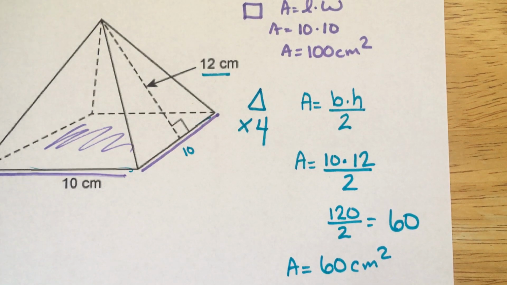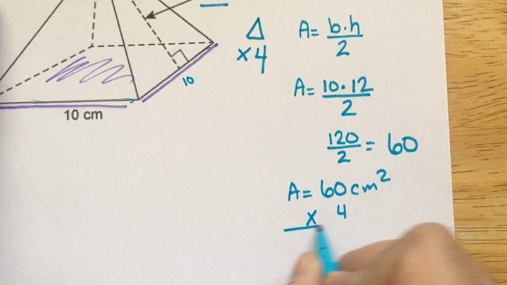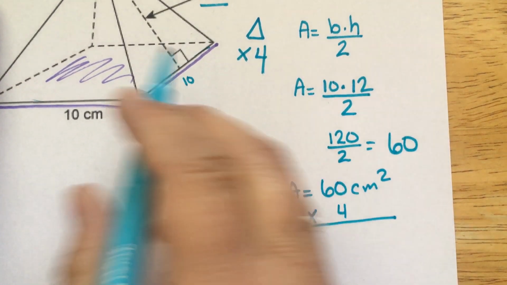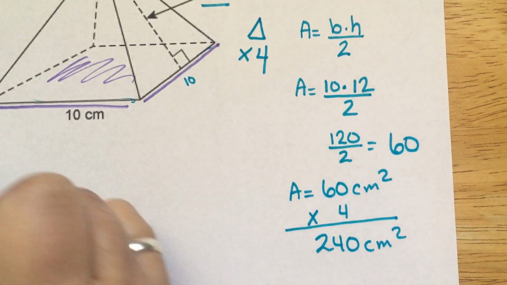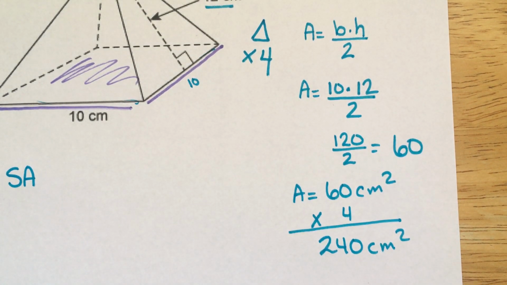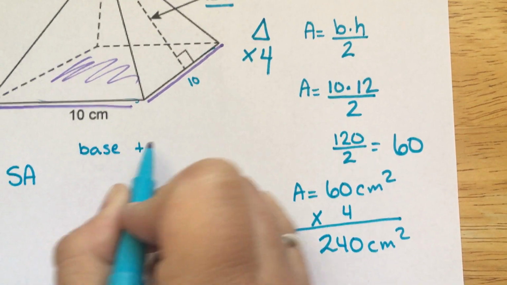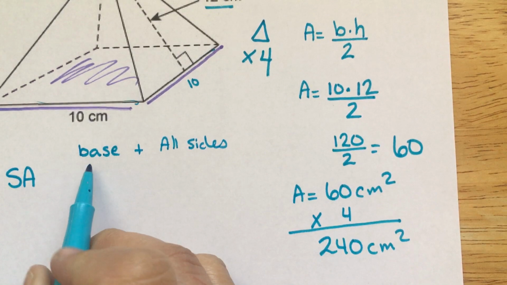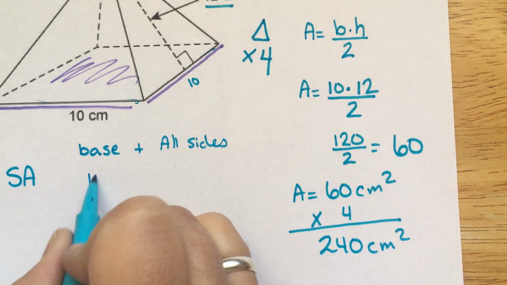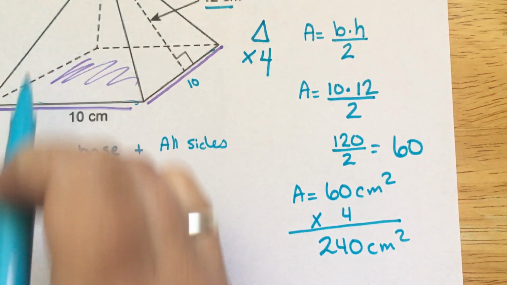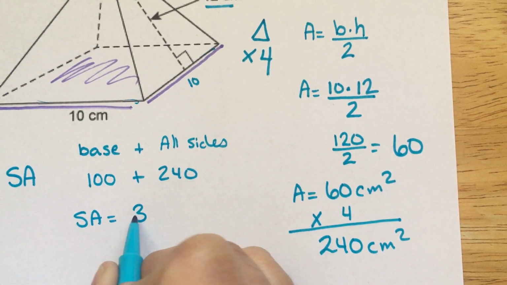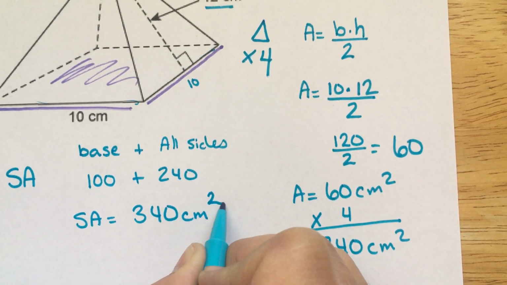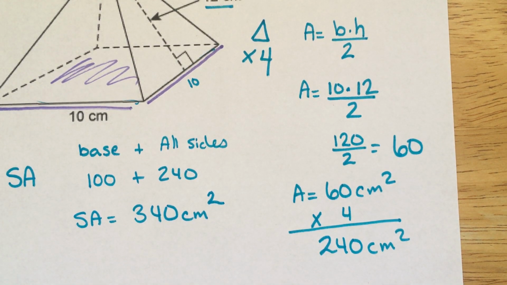But how many triangles do I have? I have 4 of them. So I need to multiply this times 4 in order to get the correct answer for all the sides. So that is 240 centimeters squared for all of the sides. Now I have to put it together, the surface area of the complete pyramid. I'm going to add the base plus all sides. Okay, and the base we said was 10 times 10, which was 100, plus all of the sides, each of those triangles put together, was 240. So the surface area is equal to 340 centimeters squared.